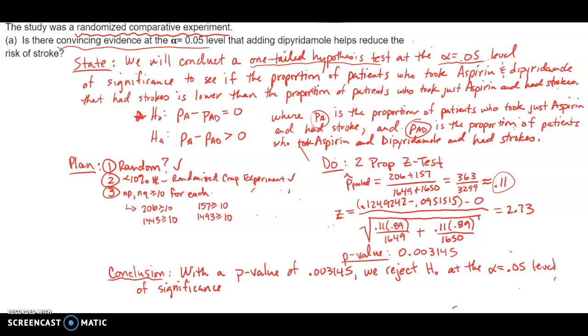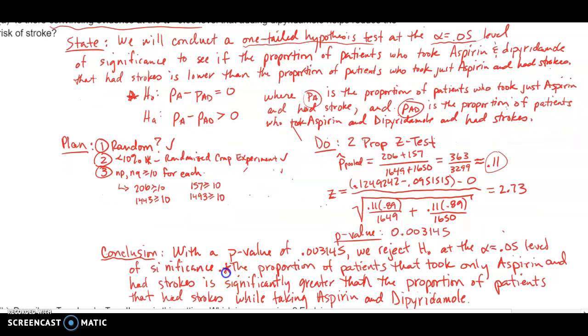And then the rest of it's really just context. What does it mean that we reject the null hypothesis within the context? And that looks like this. So here we are: the proportion of patients that took only aspirin and had strokes is significantly greater than the proportion of patients that had strokes while taking aspirin and dipyridamole.